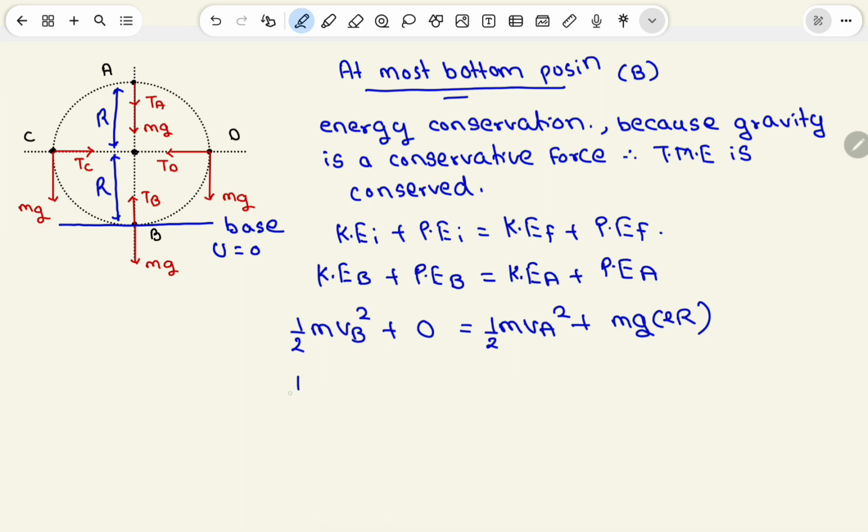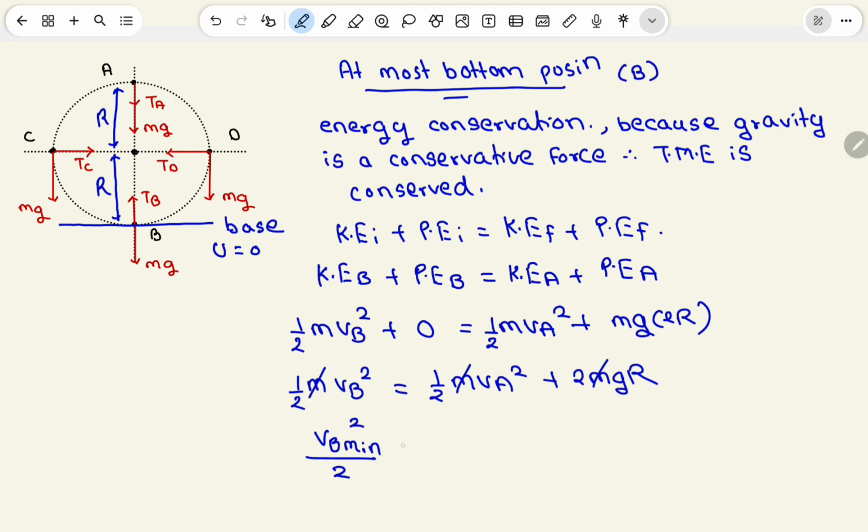So what we get is half m vb square is equal to half m va square plus 2mgR. We cancel m from everywhere. Now we know that 2g and R are constant. Therefore, to find the minimum velocity at point B, the velocity at point A should also be minimum. So vb minimum square upon 2 is equal to va minimum square upon 2 plus 2gR.